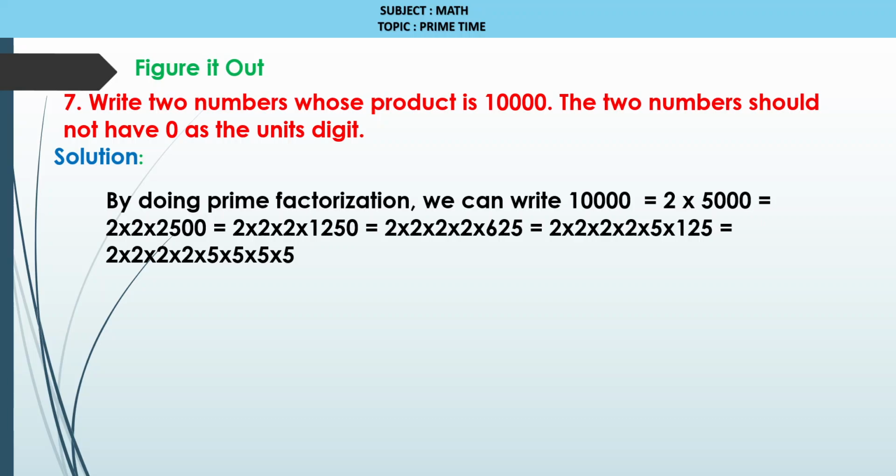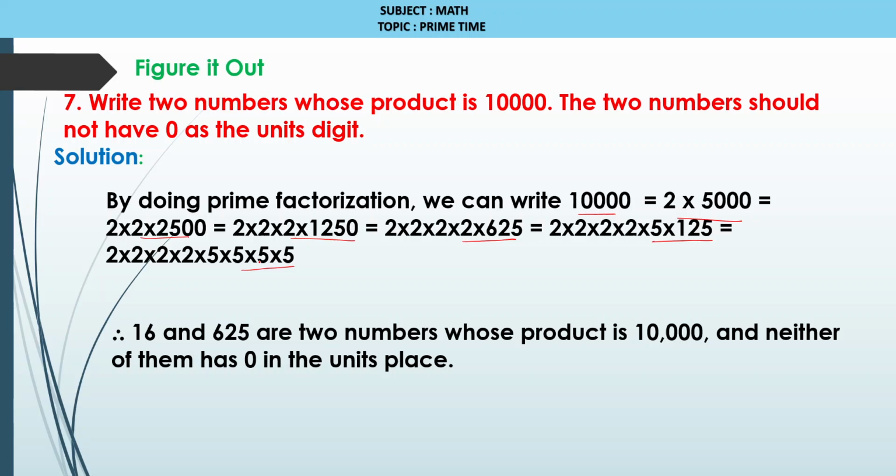We can write 10,000 as 2 into 5,000. Similarly, 5,000 we can write as 2 into 2,500. 2,500 again we can split as 2 into 1,250. 1,250 we can write as 2 into 625. Similarly, 625 can be written as 5 into 125. And 125 can be written as 5 into 5 into 5.